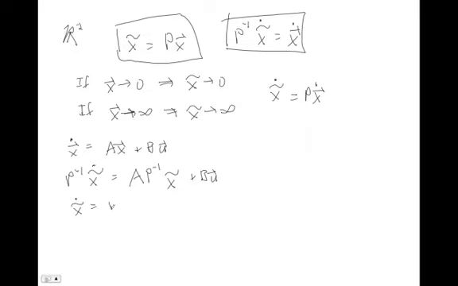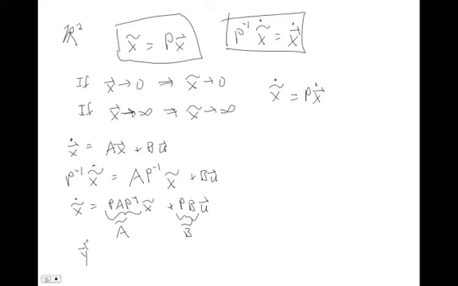And then I multiply by P on everything. I get x tilde dot equals P inverse x tilde plus PBu. And this matrix here, P inverse, is just a new A matrix for this system. I'll call it A tilde. And this PB is just a new B matrix. I'll just call that B tilde.